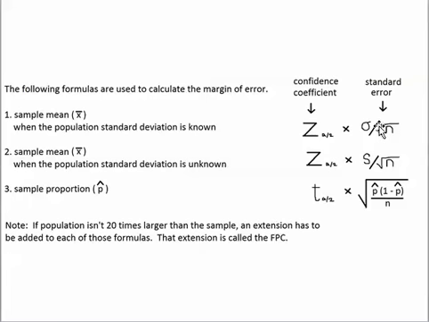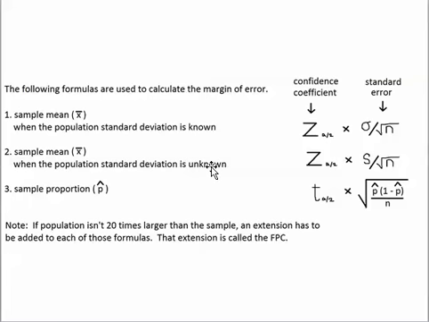The second part of each formula is just the standard error. It's the same formula we've been talking about already. The only thing that's new are these confidence coefficients. A confidence coefficient is a value that's looked up in a table, and it's multiplied by the standard error to get the margin of error. So in each of these situations, to get the margin of error, you look up the confidence coefficient, and you multiply it by the standard error, and you get the margin of error.